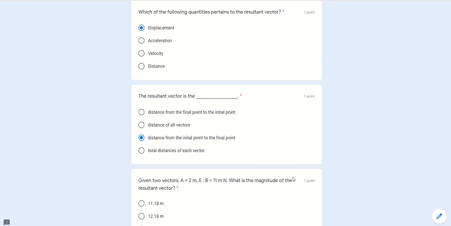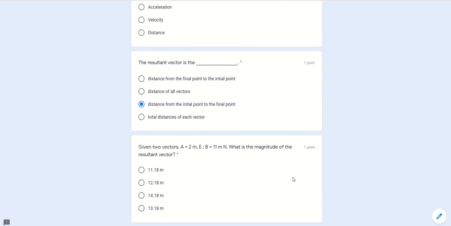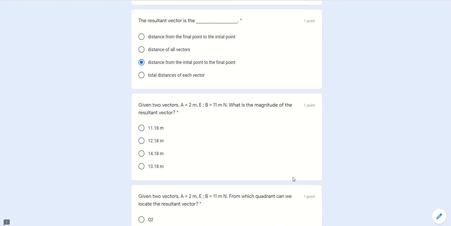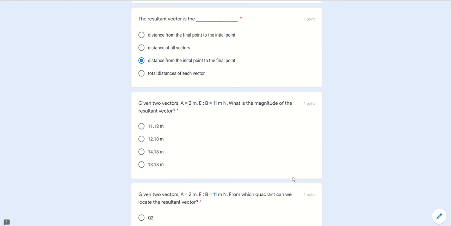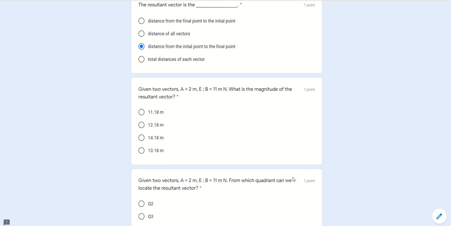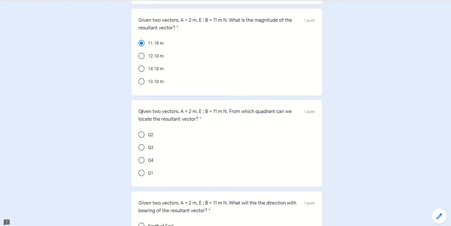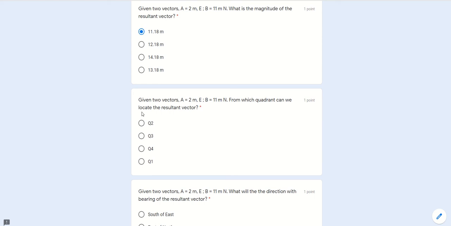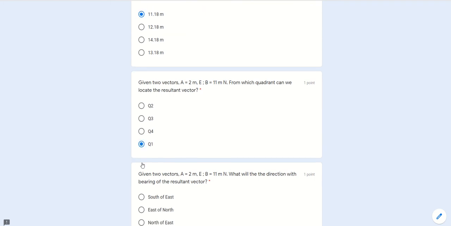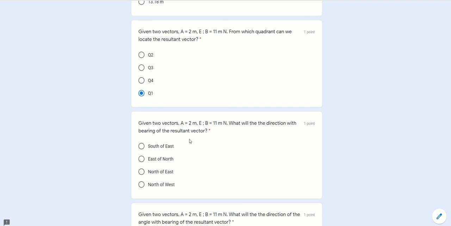Next, given the vectors A is equal to 2 meters east, B is equal to 11 meters north, what is the magnitude of the resultant vector? So kung magnitude yung gagamitin natin, that's the square root of 2 squared plus 11 squared, you'll be getting 11.18 meters. So I need not to explain this kasi two vectors lang naman to, and this is basically using cardinal directions. From which quadrant? So east and then north, that's in Q1 or the first quadrant. So we are expecting that the bearing is north of east.